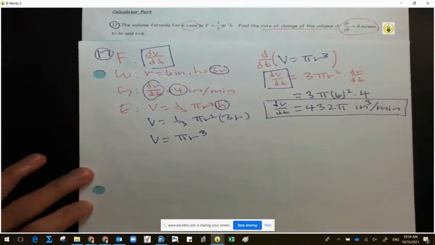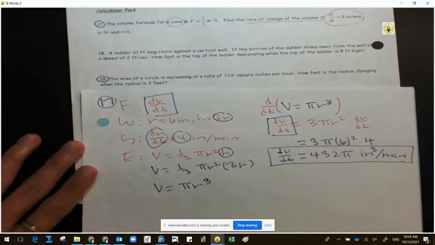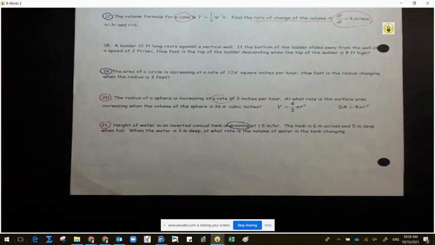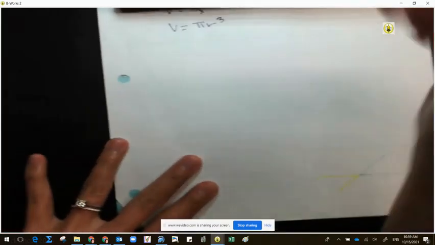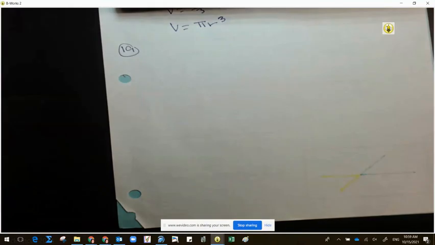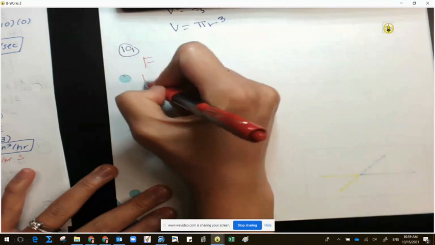Good? Okay, Cassidy on number 19, let's read. The area of a circle is increasing at a rate of 12 pi squared per hour. How fast is the radius moving when the radius is 3? Okay, I'm going to move this paper since it's a big mess on number 17. So here's number 19. What's the acronym that we should write out? FUIGI. So we have FUIGI.